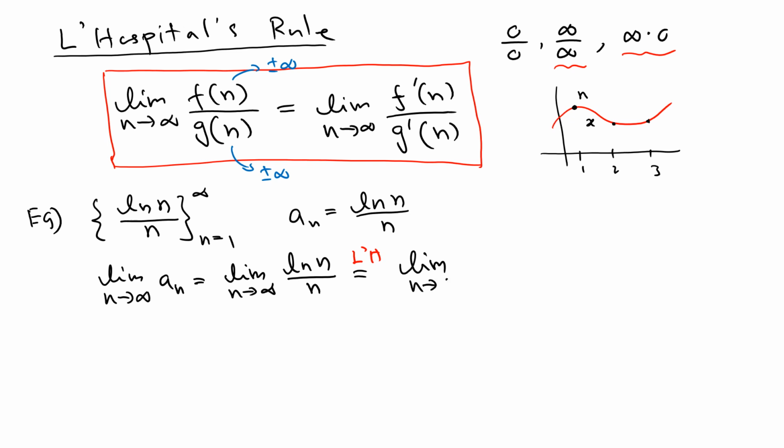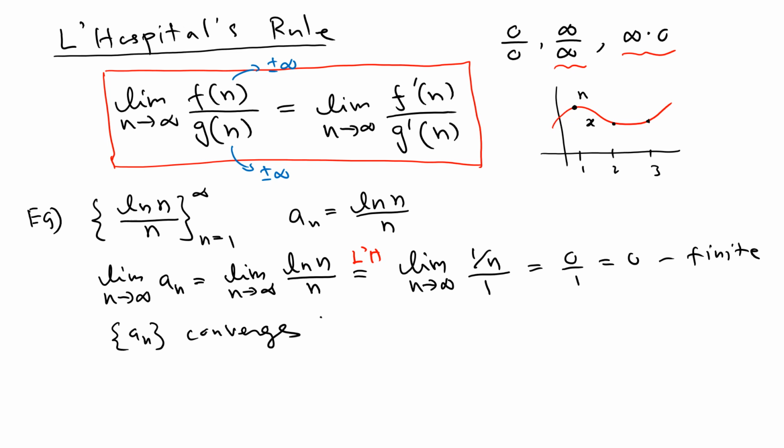If you use L'Hopital's rule, considering n as a continuous variable, the derivative of ln n is 1 over n, and the derivative of the bottom n is 1. When n goes to infinity, the top goes to 0, and 0 over 1 is 0. Perfectly fine, which is a finite number, no fluctuation. So that means the sequence converges. So a_n converges to 0. This is how we use L'Hopital's rule for a problem like that. Okay, let's look at another problem.